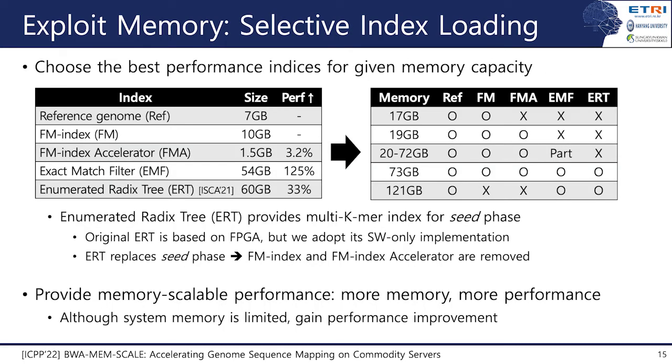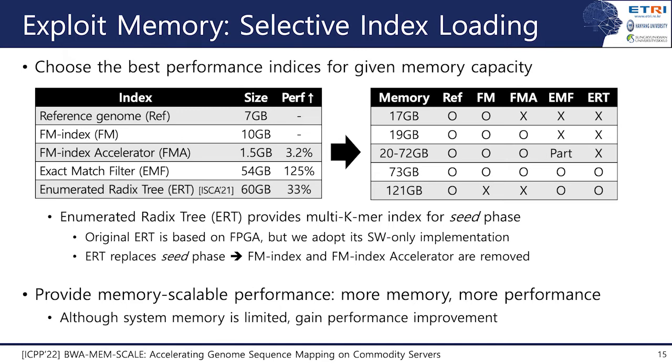Next, I explain the selective index loading mechanism, which provides memory scalable performance using our acceleration mechanisms. The selective index loading chooses the best performance acceleration mechanisms for a given memory capacity. The left table shows the list of indices of BWA-MEM-SCALE. The first two indices, reference genome and FM index, are the same as BWA-MEM-2, and these two indices are used in the normal mapping procedure.